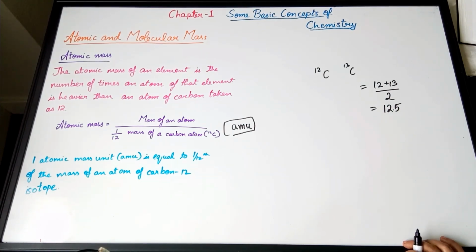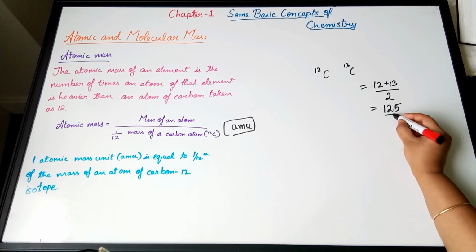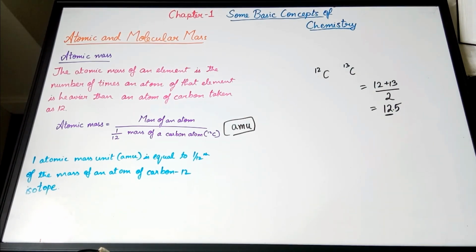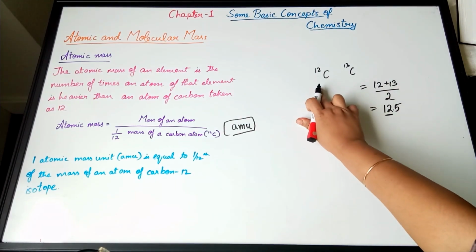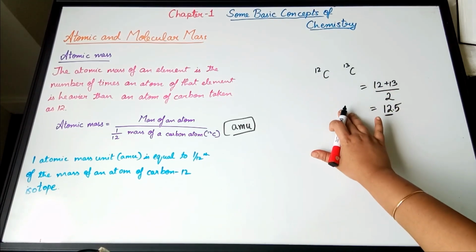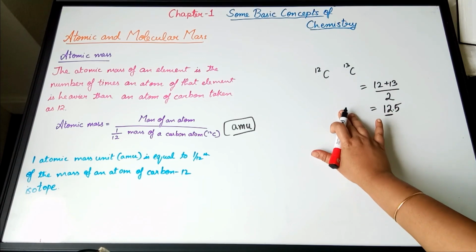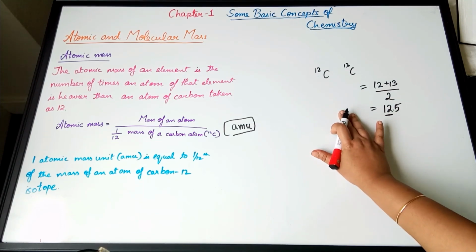But if you look at your periodic table, the mass of carbon is only going to be 12. It's not 12.5. Now the reason this happens is because your carbon-12 has a different abundance compared to carbon-13. So the amount of carbon-12 is going to be different than that of carbon-13, and that's why we need to consider how abundant the individual isotopes are.